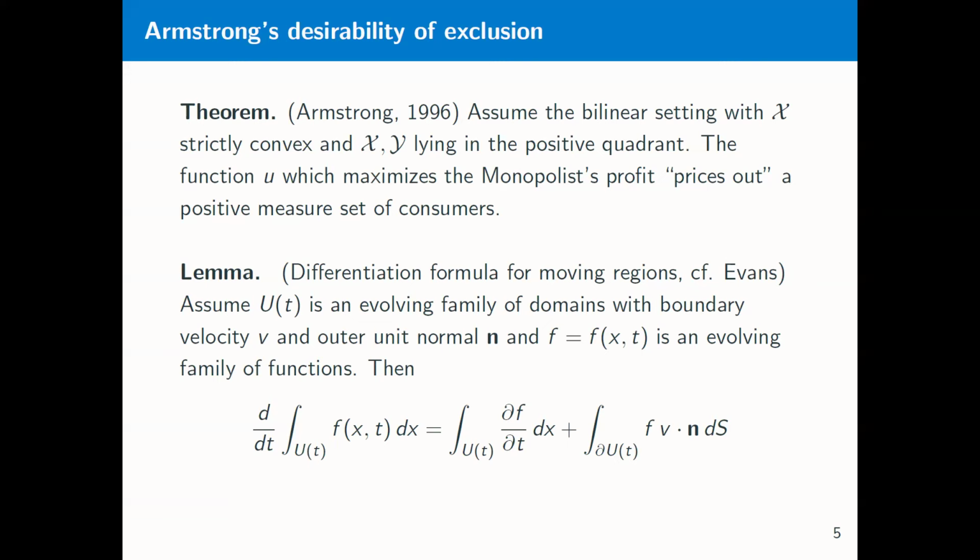And it just says, if you're computing an integral over a moving region of a function which also depends on time, then the derivative is computed as follows. To compute the derivative over the moving region, you have a differentiation under the integral sign, and you have a boundary term from your moving boundary. And that's just integrated against your function times the velocity of your domain. So this little lemma will make quick work of this theorem of Armstrong's.